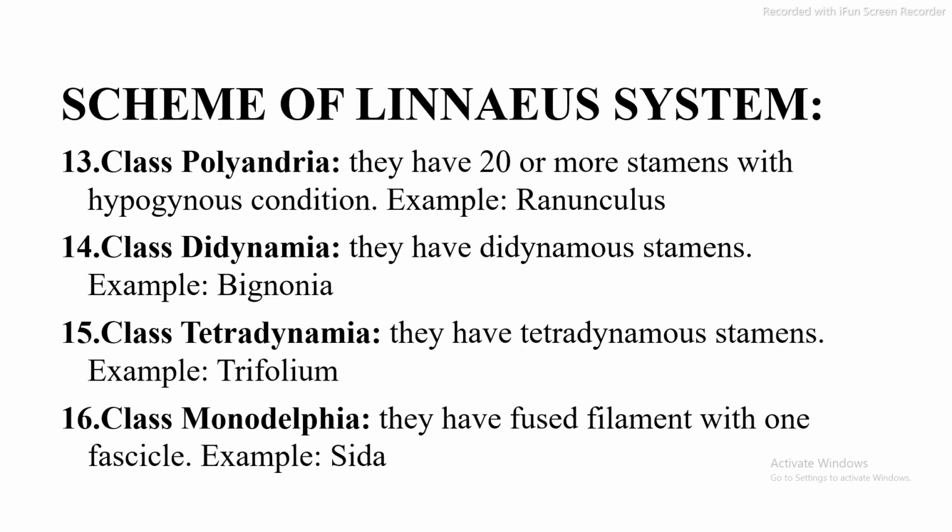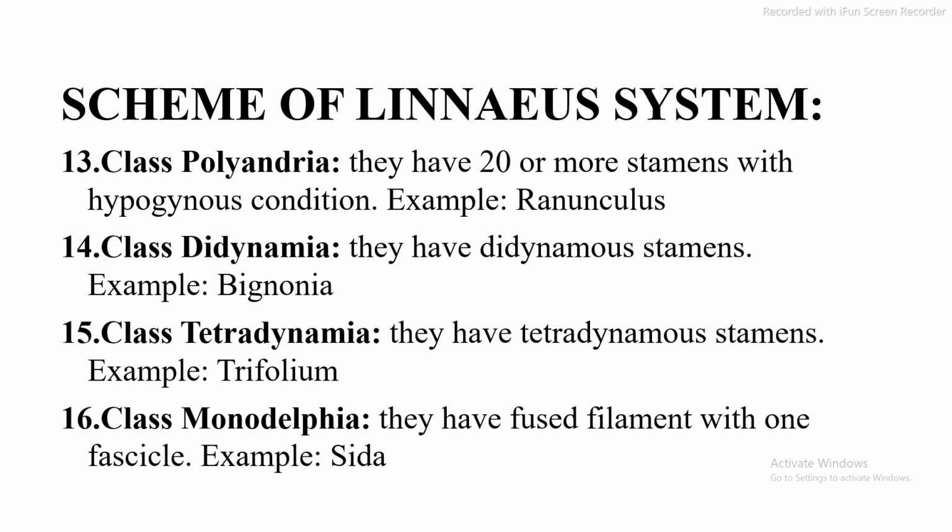Next class is Polyandria. They have 20 or more stamens with a hypogynous condition. Example is Ranunculus. Class Didynamia. They have didynamous stamens. The example is Bignonia. Class Tetradynamia. They have tetradynamous stamens. The example is Trifolium.